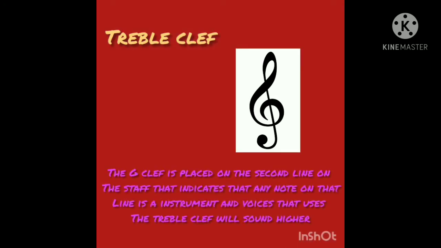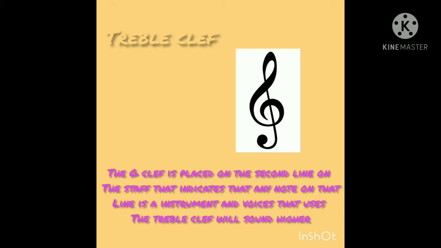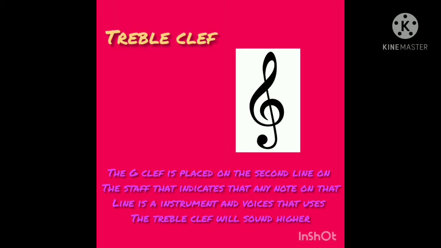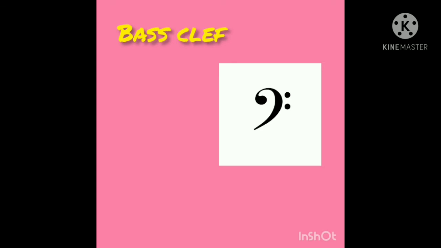This is a G clef, or more commonly known as the treble clef, because the G clef is placed on the second line of the staff, which indicates that any note on that line is G. Instruments and voices that use the treble clef will sound higher. This is an F clef, also known as the bass clef.